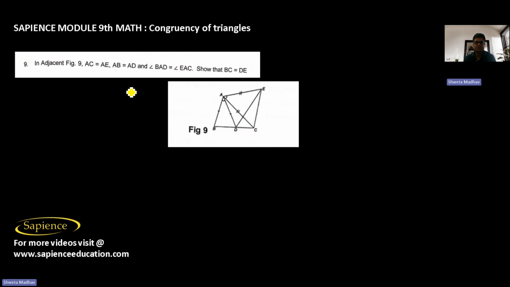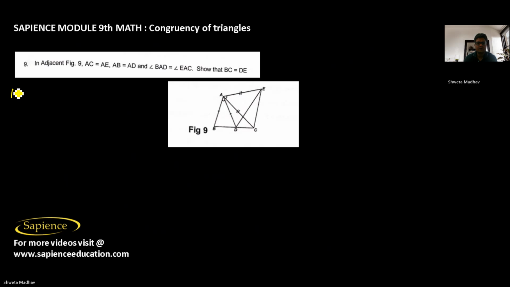Then in question number 9, it has been told in the adjacent figure that AC equals AE, AB equals AD, and angle BAD equals angle EAC. So that BC equals DE.